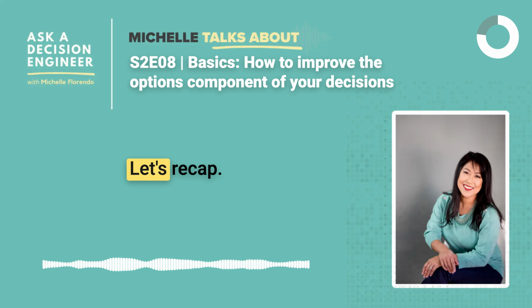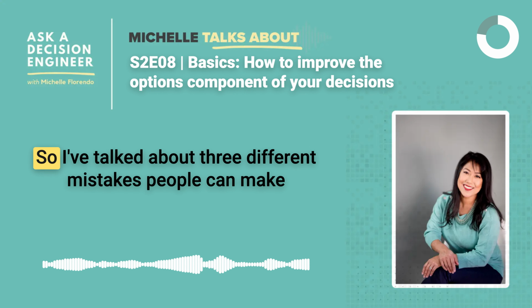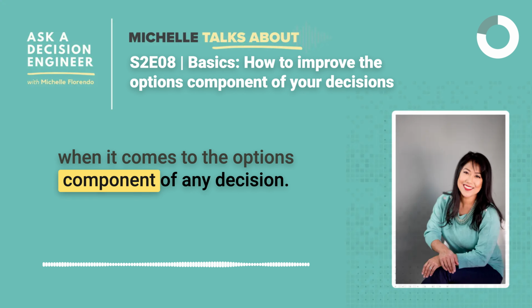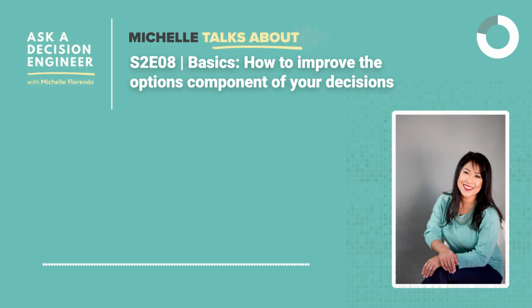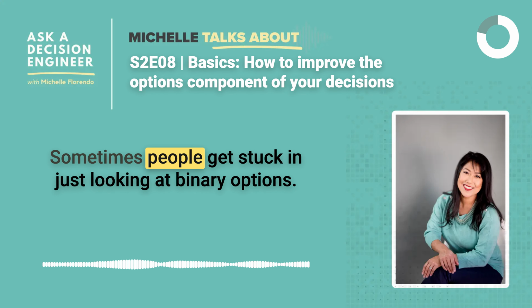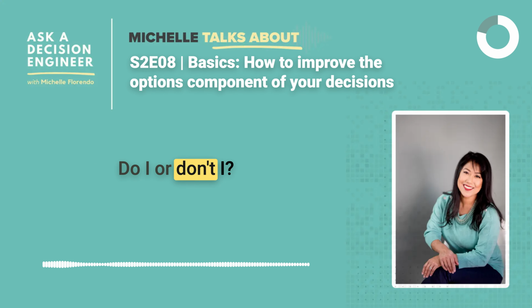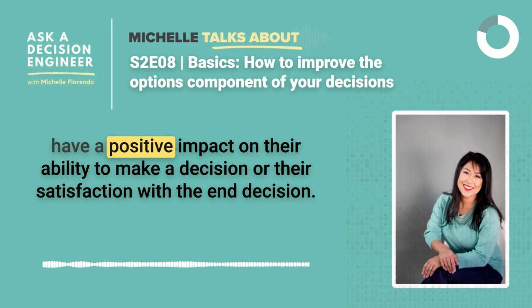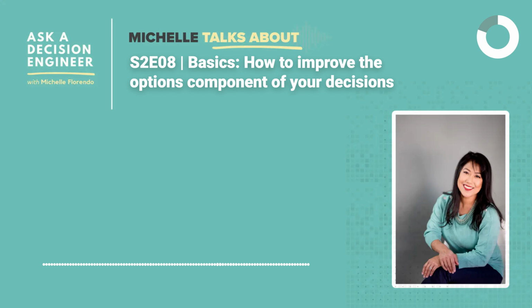All right, let's recap. So I've talked about 3 different mistakes people can make when it comes to the options component of any decision. There's this fallacy of no choice. Sometimes people get stuck in just looking at binary options, do I or don't I? While others may keep pursuing more and more and more choices, even though that doesn't actually have a positive impact on their ability to make a decision or their satisfaction with the end decision. So what can you do?